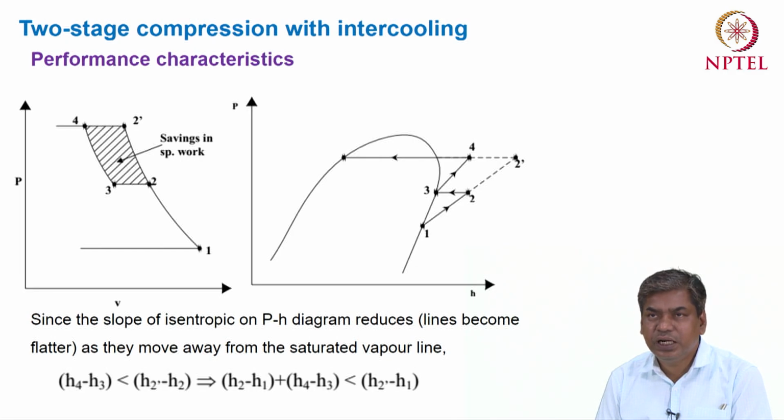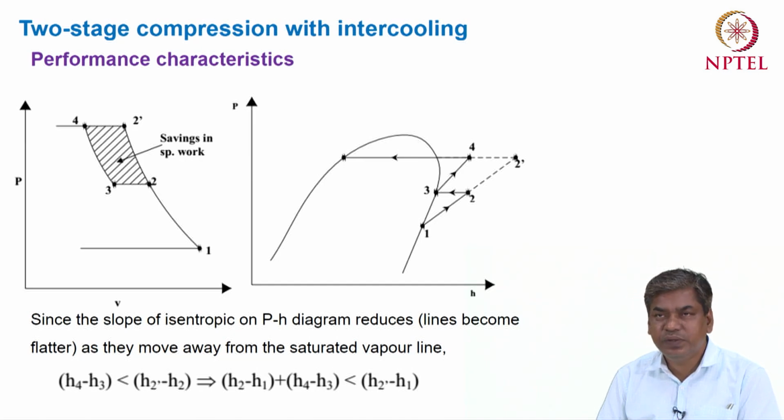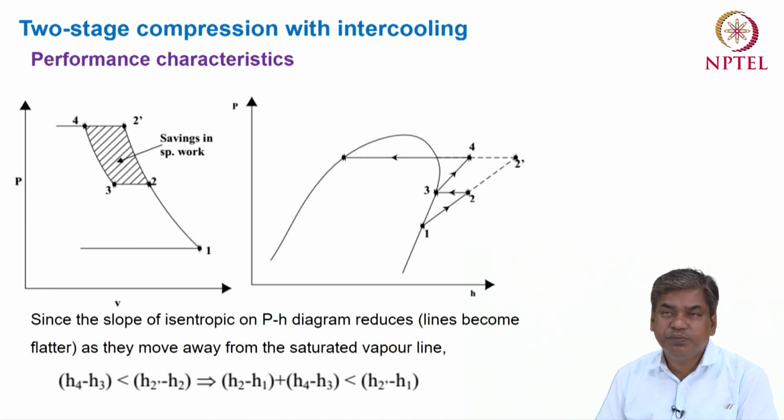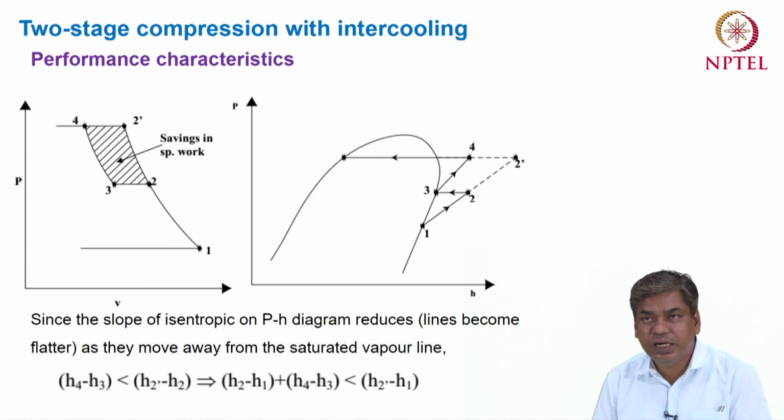But if you compare the enthalpy difference between 3 to 4 and 2 to 2 dash, you will see that H2 dash minus H2 is significantly higher as compared to H4 minus H3. Why do we get this conclusion? Because, as we have already discussed, the slope of the isentropic process in a pH diagram depends on the density or the specific volume of the fluid. The higher density gives the higher slope of the isentropic line in a pH diagram, and lower density means the lower slope.